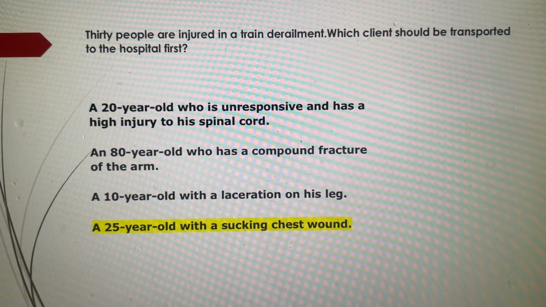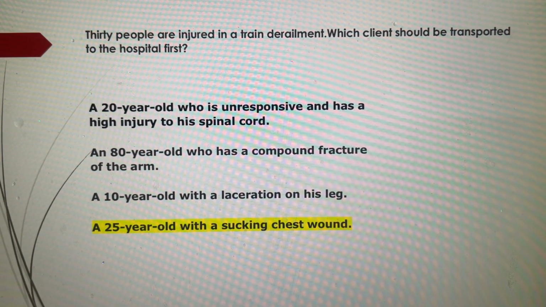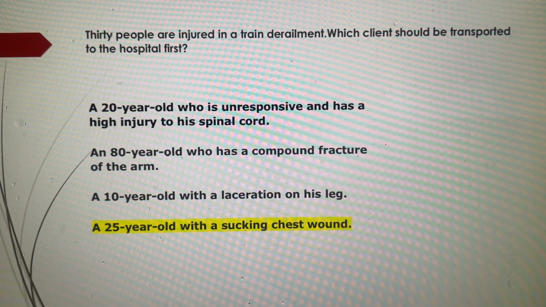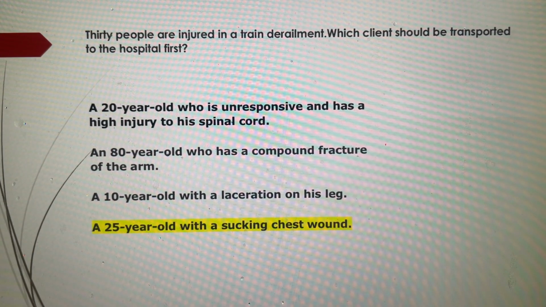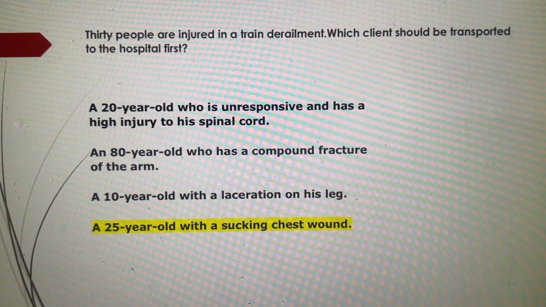Not all test questions that say ABC mean we should treat ABC. You should answer it using the totality of your knowledge, previous experience, and critical thinking on whether this is the correct answer. But with this particular test question, the ABC would apply, since there's a sucking chest wound on the 25-year-old patient. That means the air pressure on the outside and the inside of his lungs is not conducive for him to breathe. Then this would be the particular person that we need to attend to first.